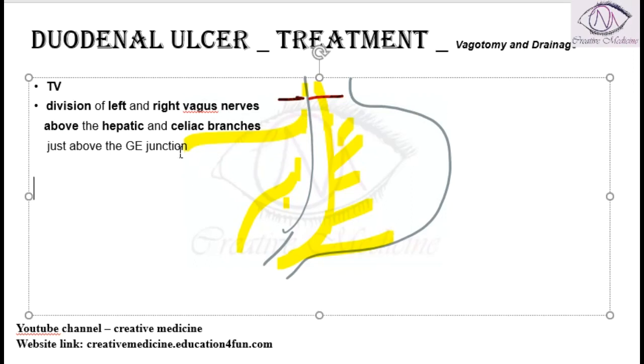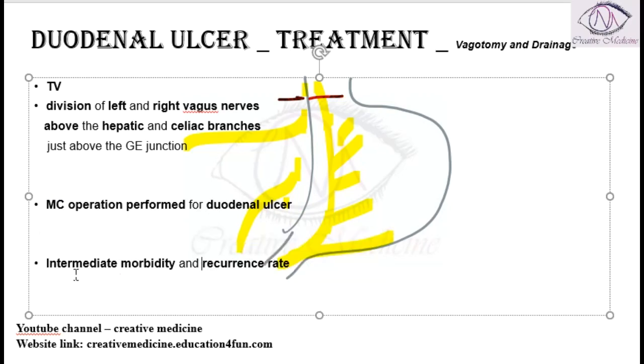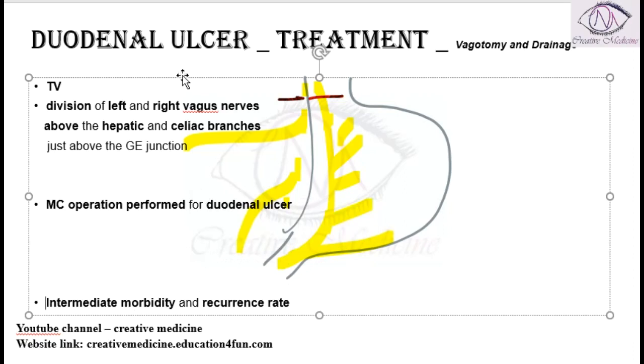Now, vagotomy and drainage is the most common operation performed for duodenal ulcer. So this is the most common operation performed for duodenal ulcer. It has an intermediate morbidity rate and an intermediate recurrence rate.